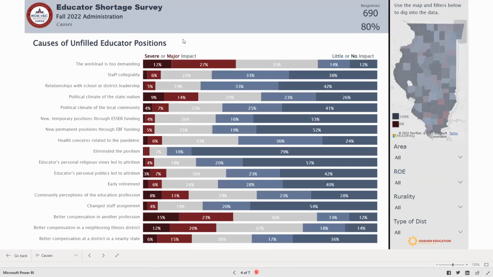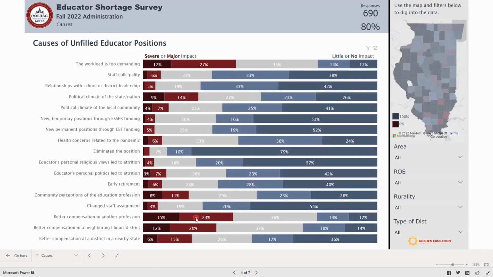All right, the next page, we're looking at causes of unfilled educator positions. I still have my panel on the right where I could filter through by area, ROE, rurality, or type of district. So interpreting these results just a little bit, the workload is too demanding was a severe or major cause for unfilled shortages, according to 39% of superintendents.